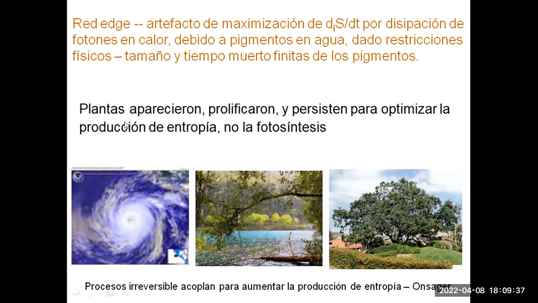So we come to this basic idea that plants and their appearance, proliferation, and persistence are really to optimize entropy production and not to do photosynthesis. As we mentioned before, we have these other abiotic irreversible processes like hurricanes and the water cycle, and life, which is a biotic process, which is on the earth to increase the amount of entropy production.